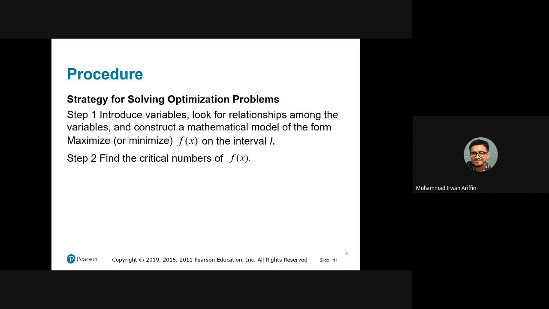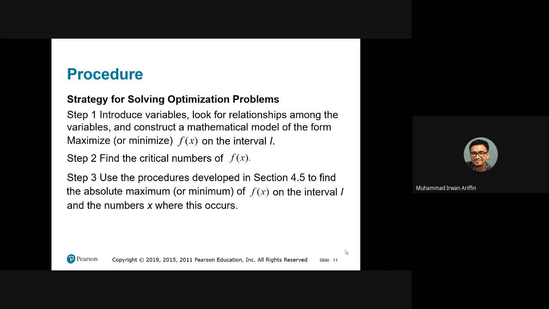Step number two, once you are done with the equation, with the mathematical model, you need to solve it by finding the critical numbers of the function that you have stated in step number 1. That's why step number 1 is very important. If you got it wrong in step number 1, for sure step number 2 will also be wrong, because you need to then find the critical numbers.